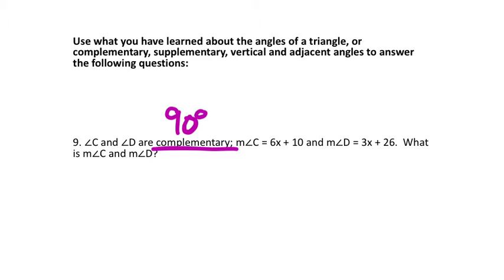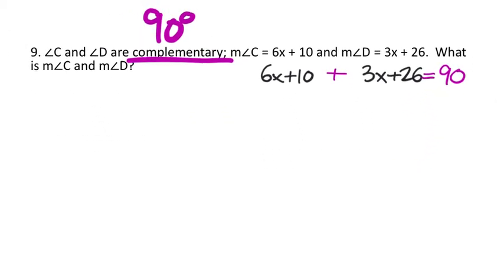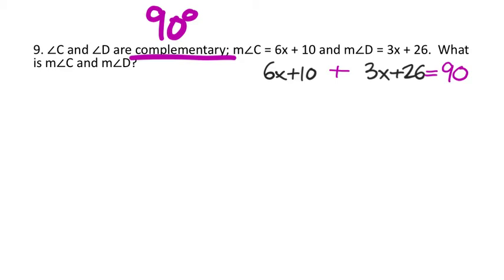So that means if you took the measure of angle C, which is 6x plus 10, and the measure of angle D, which is 3x plus 26, since they are complementary, you would add these two together and you should get 90 degrees. Okay, so this sets up an equation for us to solve, and solve it we will. So, keep that 90 in there. Let's go and solve it.